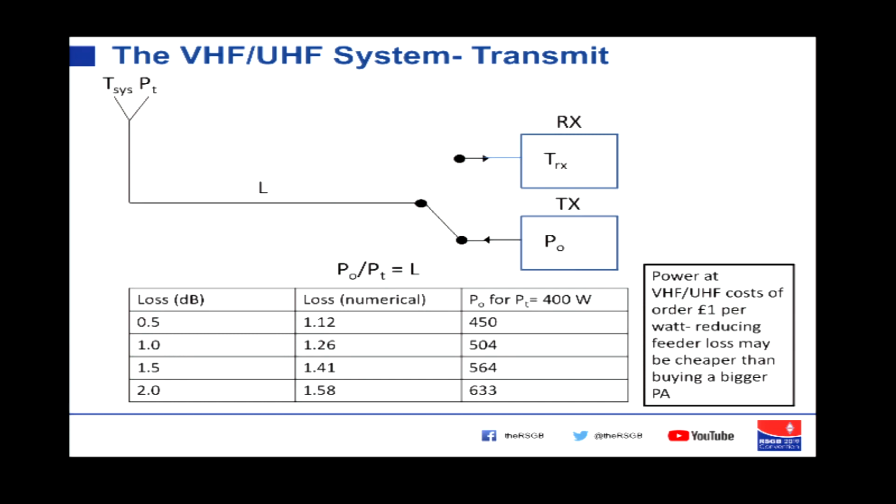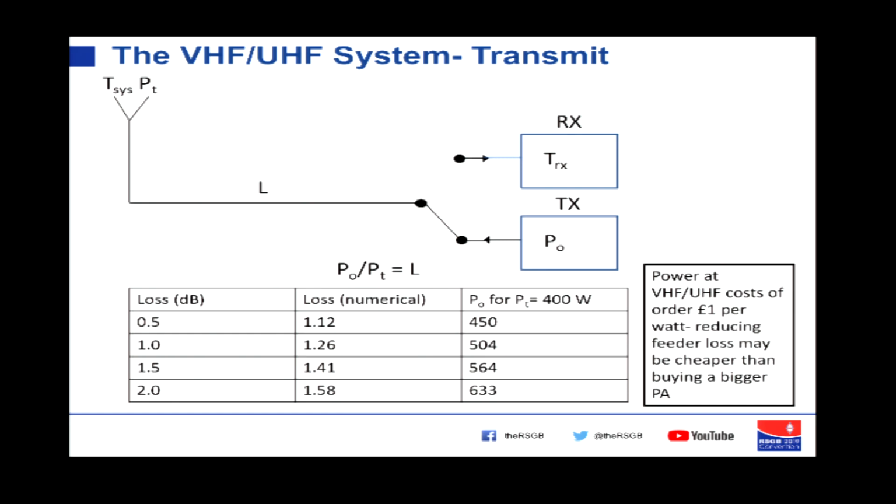Let's talk about transmit, because transmit is actually the simplest part of the problem. We put out some power from our power amplifier, whatever it may be. It goes through the feeder and comes out of the antenna. The ratio of the output power of the transmitter to what comes out of the antenna is the loss of the feeder. So if you have half a dB of feeder loss, the loss numerically is 1.12, and to get 400 watts at the antenna, you need 450 watts. As you go up in feeder loss, you need more power. If you have 2 dB of feeder loss, you need 630 watts coming out of your PA.